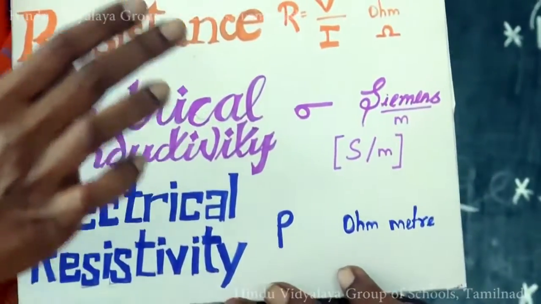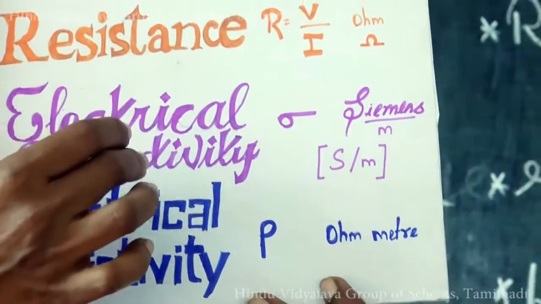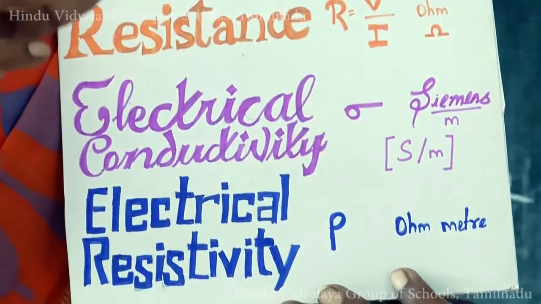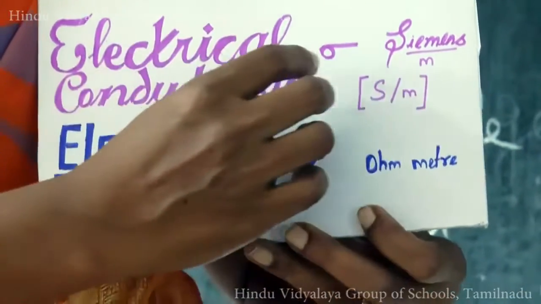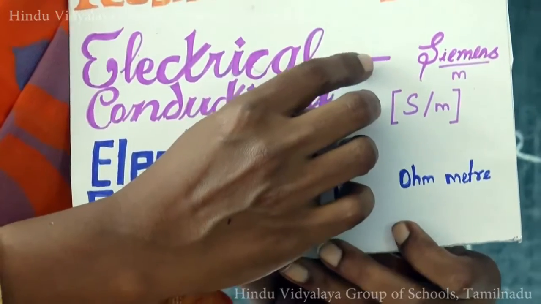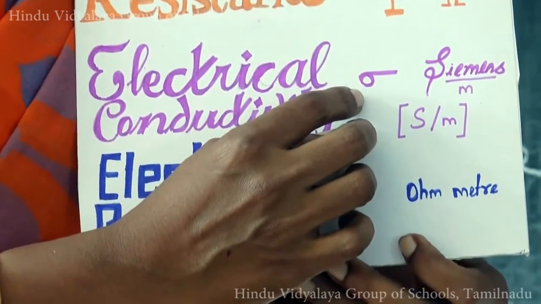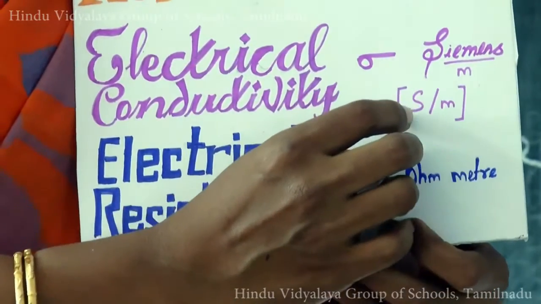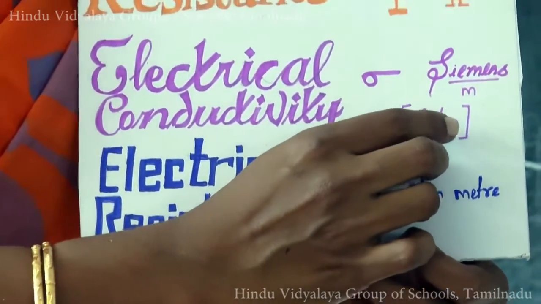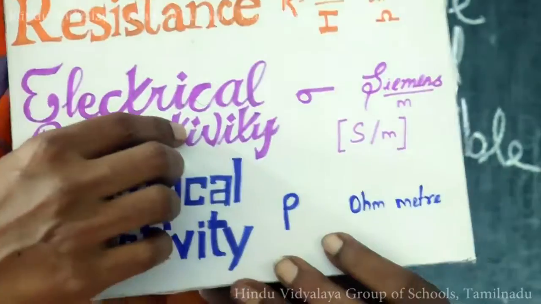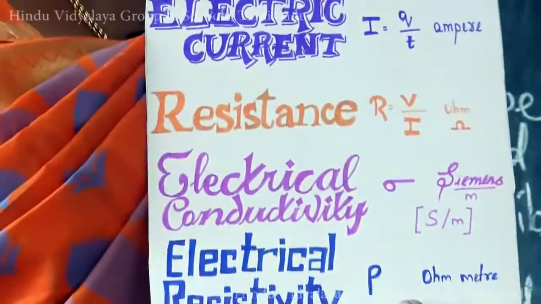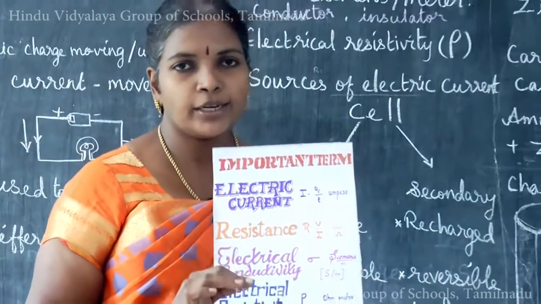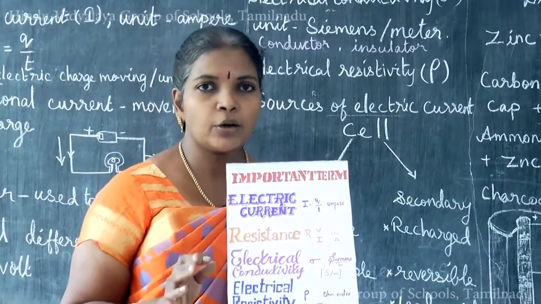So, conductivity, from the heading itself you can know its meaning. It is the measure of a material's ability to conduct electric current, and it is symbolically represented by sigma. It is a Greek letter sigma, and its SI unit is Siemens per meter, written as S per m. Based on conductivity, materials are classified into two types that you have studied in previous classes: good conductors of electricity and poor conductors or insulators.